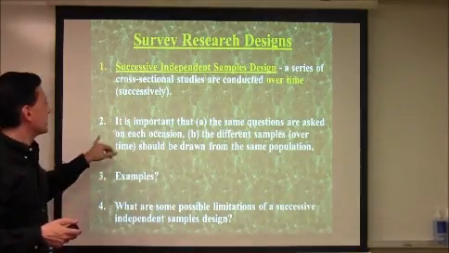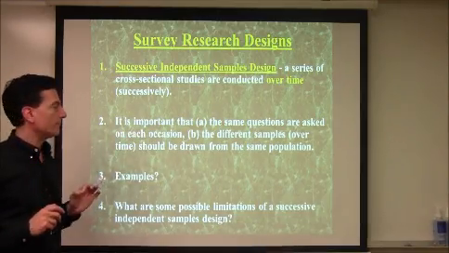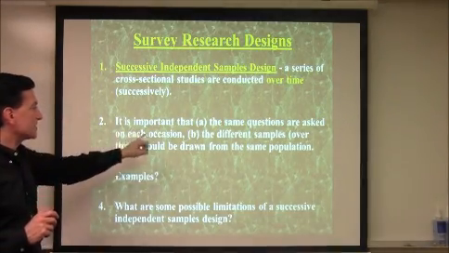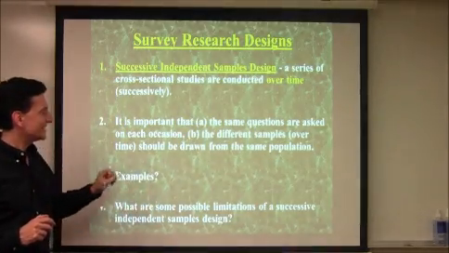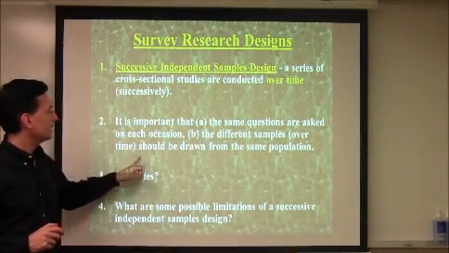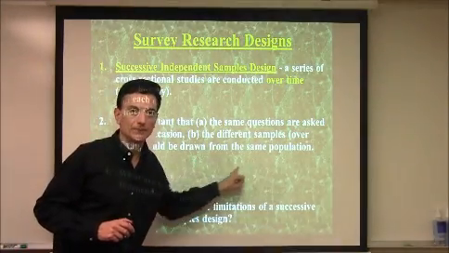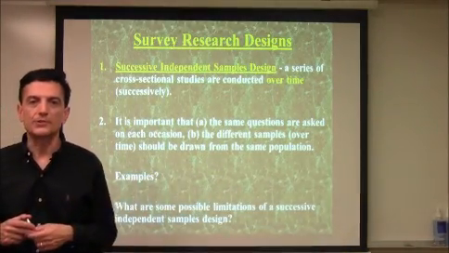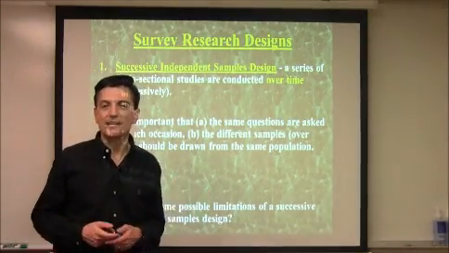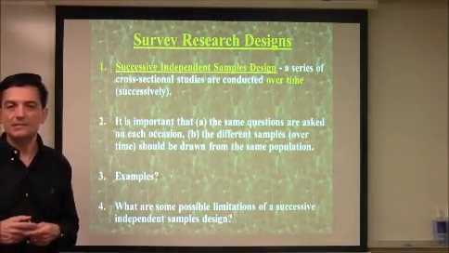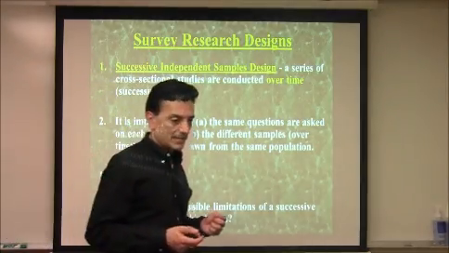Okay? So what we can say about this is it has a couple of important features if you're going to do it well. First, the same questions have to be asked on each occasion. And secondarily, the different samples over time should be drawn from the same population. So we'll use an example or two that might be most relevant to college students. And this is being recorded at Denison University, so I'll use Denison University students as an example.